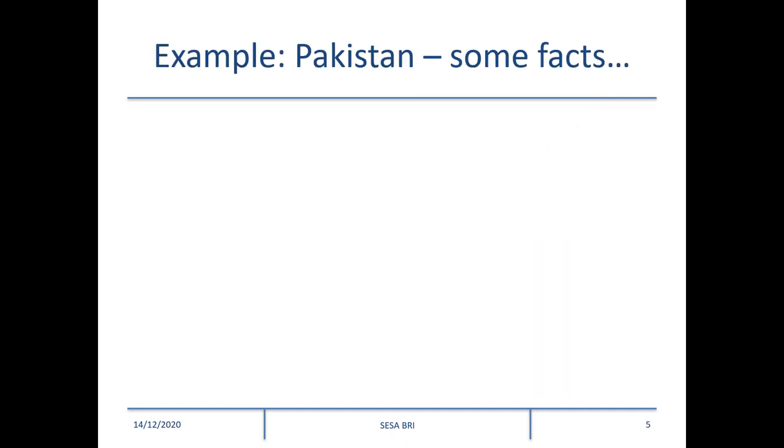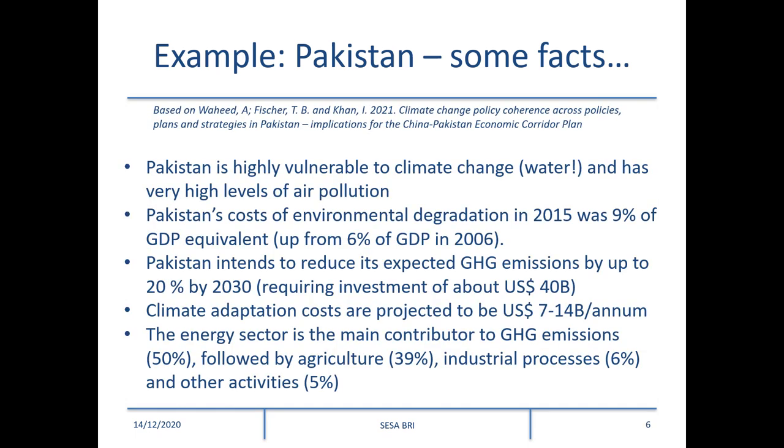So coming to Pakistan as an example, starting with a few facts. Pakistan is highly vulnerable to climate change and has very high levels of air pollution. And the costs of environmental degradation in 2015 were the equivalent of 9% of GDP. Importantly, Pakistan intends to reduce its expected greenhouse gas emissions by up to 20% by 2030, which requires an investment of about $40 billion. Climate change adaptation costs are projected to be between $7 and $14 billion per year. The energy sector, importantly, is the main contributor to greenhouse gas emissions currently, followed by agriculture, industrial processes, and other activities.